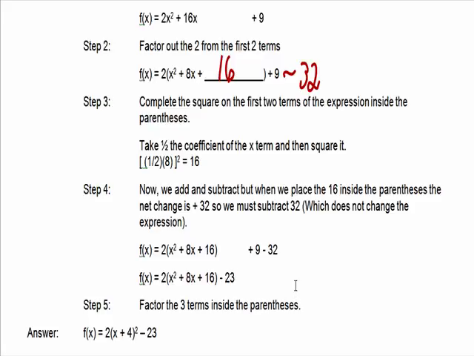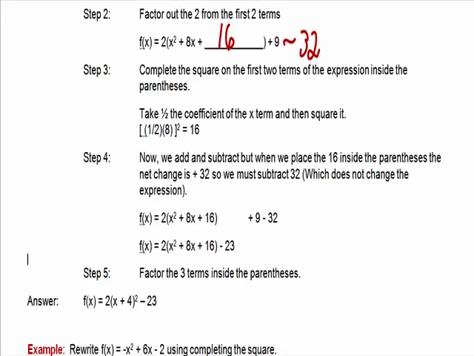Then what we do is just factor the terms that are inside the parentheses, the x squared plus 8x plus 16, which gives us x plus 4 quantity squared. And so we end up getting, as a final answer in the problem, 2 multiplied by x plus 4 squared minus 23. Notice when we did this, again, we can read off our vertex, right?